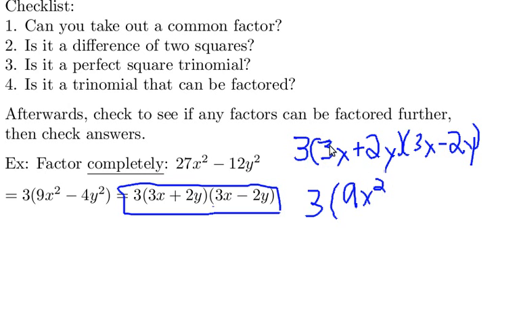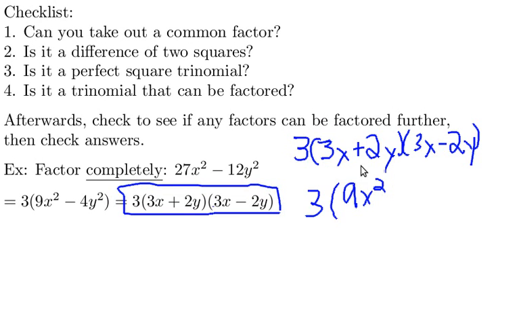Okay, sorry. Once I did that, I lost track of where I was. So, okay, then 3x times minus 2y will give us minus 6xy. And then 2y times 3x will give us 6xy. Hope I have enough room. And then 2y times minus 2y will give us minus 4y squared. 6xy and negative 6xy cancel each other out.